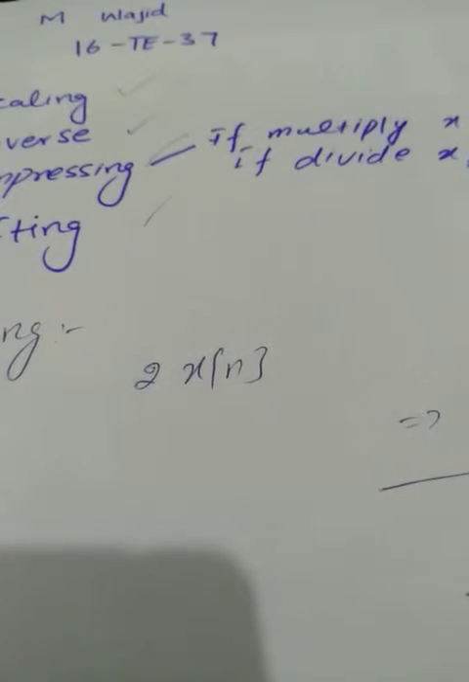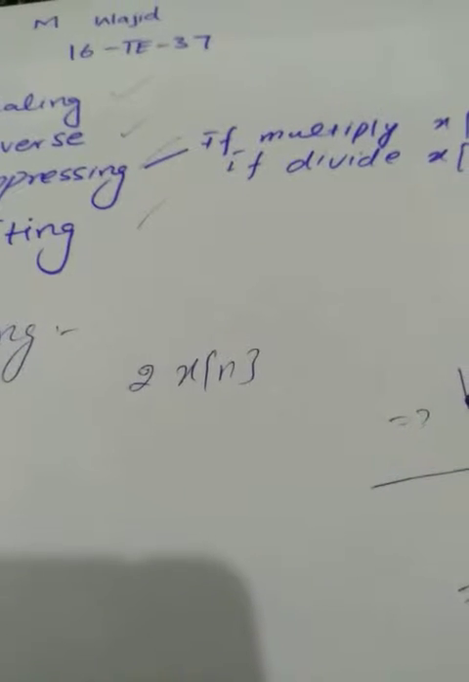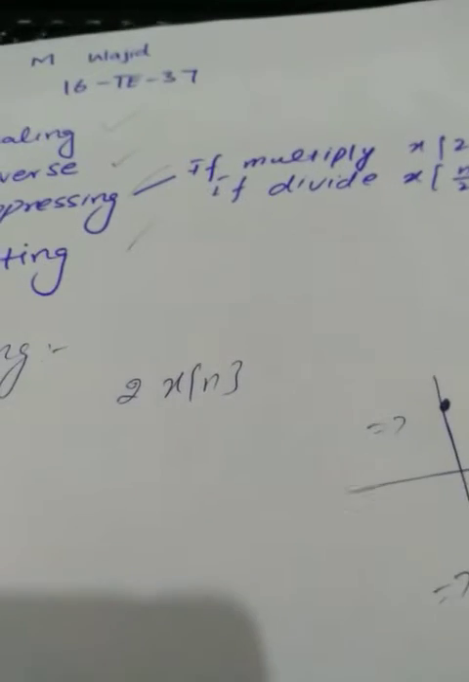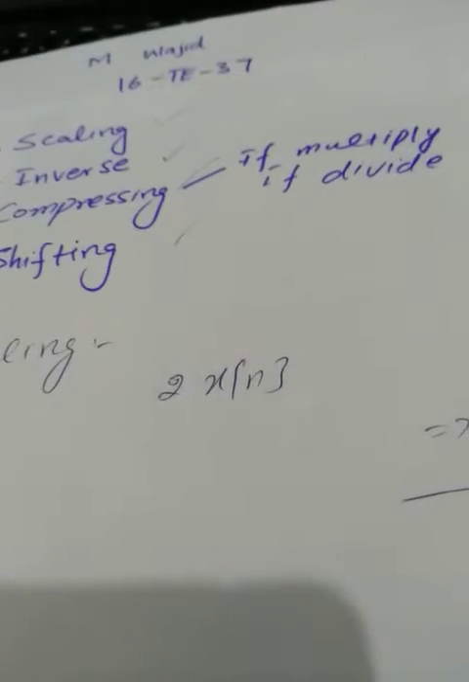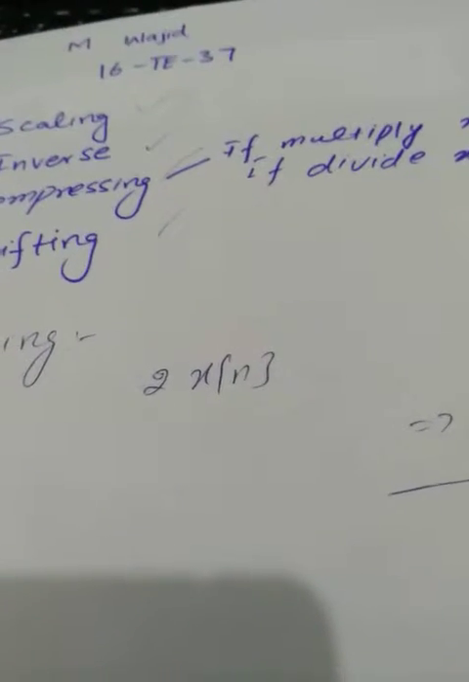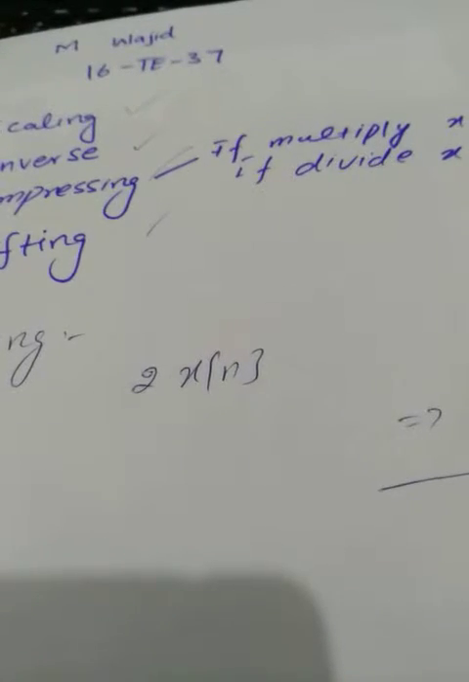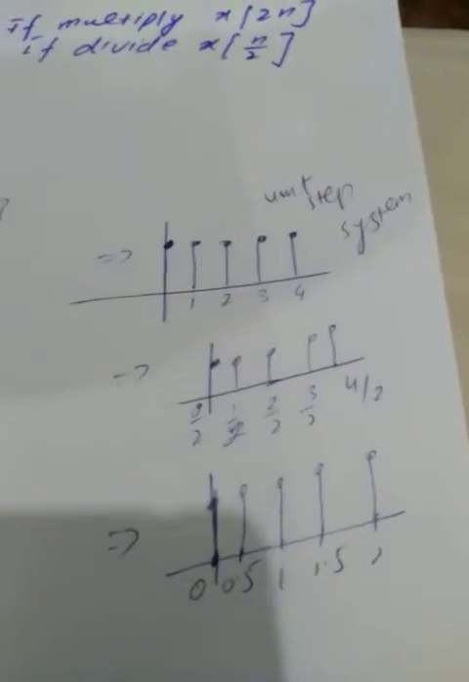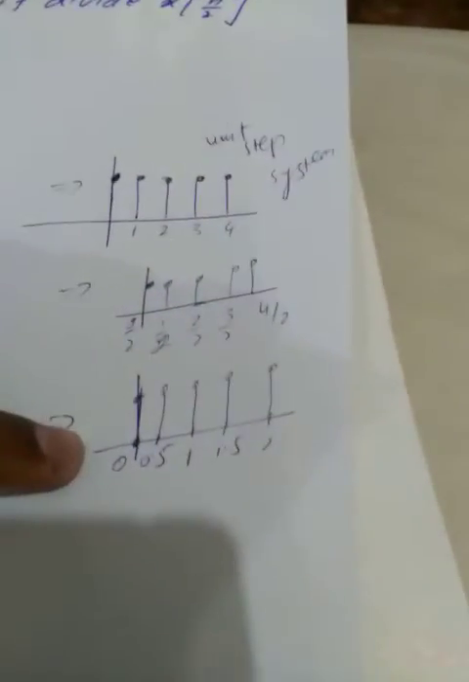0, 0.5, 1, 1.5, and 2. This is our scaling property. In this property, what we discuss is that we only divide our values by the scaling factor. After dividing our values by the scaling factor, what we get is our new system.